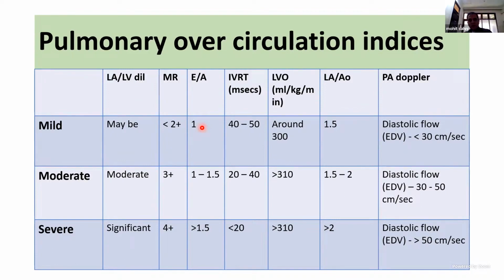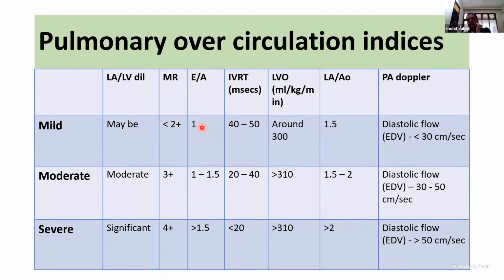So the smaller your IVRT, the larger the volume overload, and that large volume overload is because of the large duct. Then we calculate the left ventricle output. I told you less than 300 is normal, 300 to 400 is moderate, and more than 400 ml per kg per minute is a large duct. The LA ratio that we took in the parasternal long axis, 1 to 1.5 is normal, so around 1.2 to 1.5 is mild, 1.5 to 2 is moderate, and more than 2 is severe.